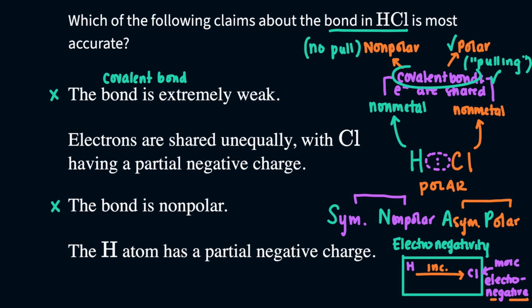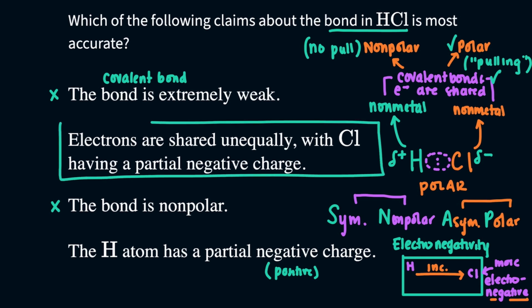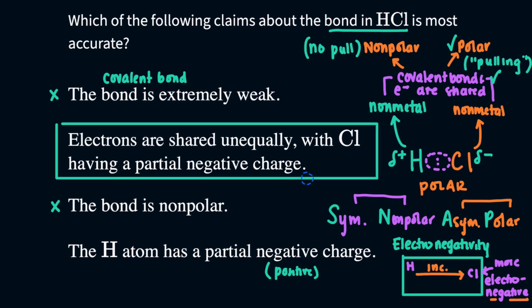Partial always talks about covalent bonds, by the way. If you have a covalent bond, you can only say that these are partial negative charges or partial positive charges, because they're not full charges like in ionic bonds. And we write those as these cute little symbols. These are deltas. We would say partial negative for the chlorine, which means that the H has the partial positive. So this guy would have the positive, and that's why D is incorrect. The correct answer is B. Electrons are shared unequally, and that is true because it's polar. There's pulling. It's not equal, that would be nonpolar. With chlorine having a partial negative charge, and that's it.